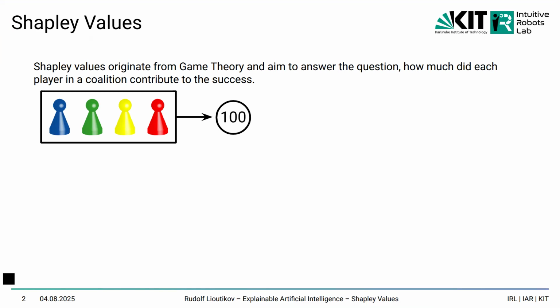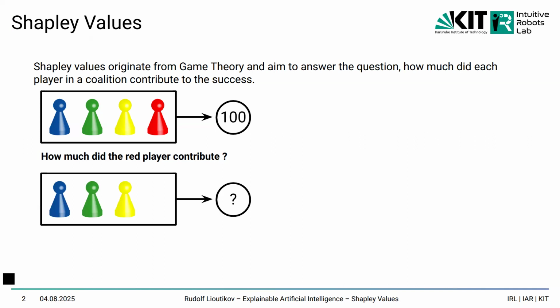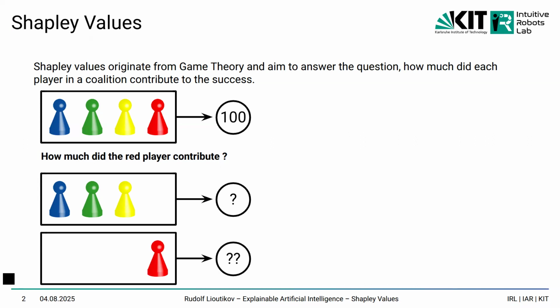That's excellent, right? Now we want to know, how much did the red player actually contribute here? Because everybody knows the red players are the lazy ones. So we need to figure out how much they actually helped. What should be their payout?